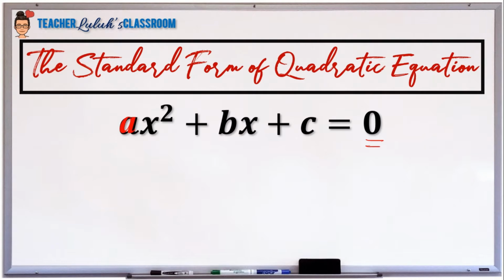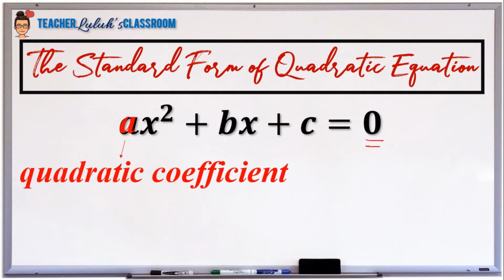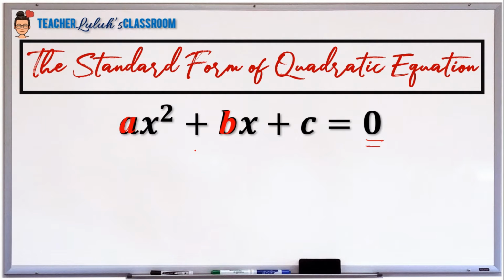The first is yung A. Sabi ko kanina, bawal siya maging 0. Bakit? Because A is the quadratic coefficient. Meaning, siya yung kasama noong term na may squared or nung ini-square na term. Quadratic, quadrate, square. Okay, so kaya siya quadratic coefficient. Bawal siya maging 0 kasi magiging 0 times x squared. Mawawala si x squared. Hindi na siya quadratic. Okay? So, quadratic coefficient.